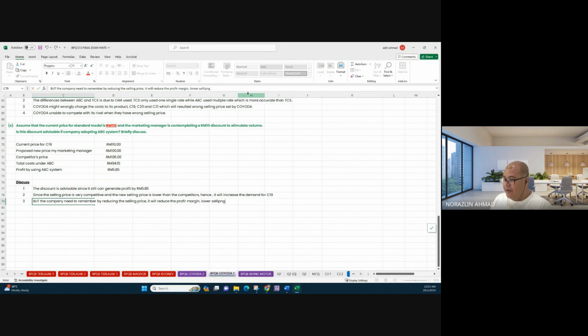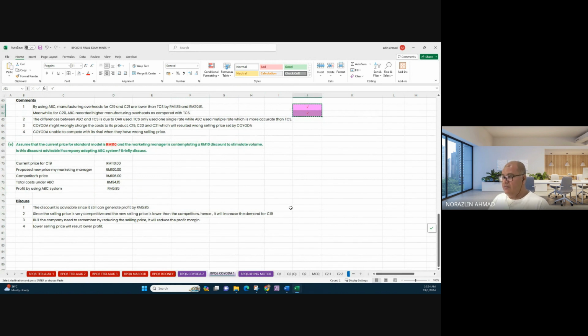Lower selling price will result in lower profit. So this one is 2 marks.